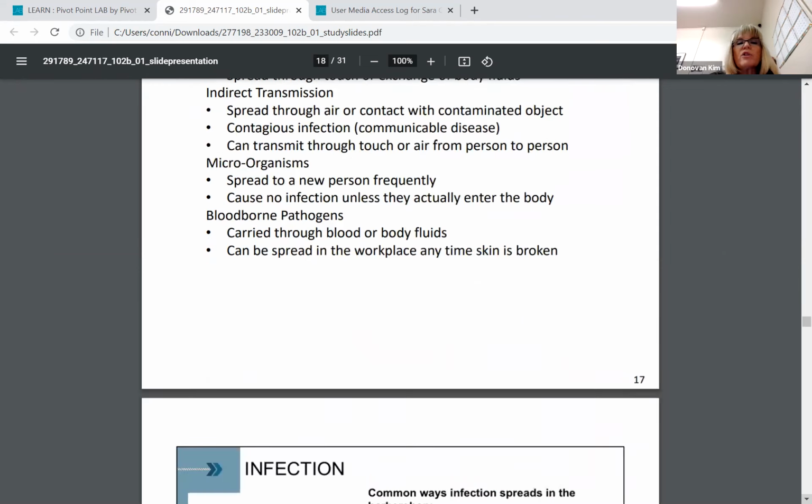And then bloodborne pathogens go through the blood or bodily fluids. So if you cut someone, it could happen. Could get a tattoo, it could happen. You could get a piercing, it could happen. It just can be spread anytime the skin is broken.